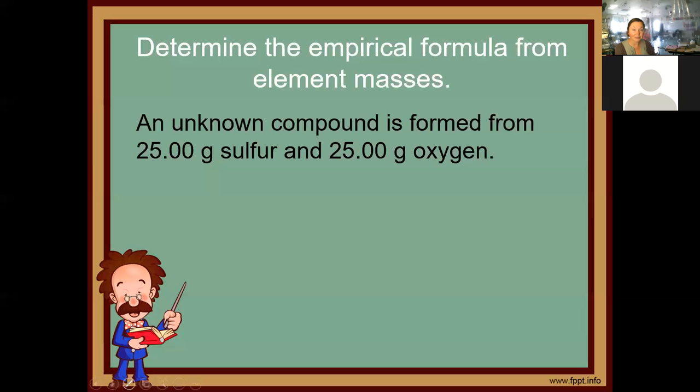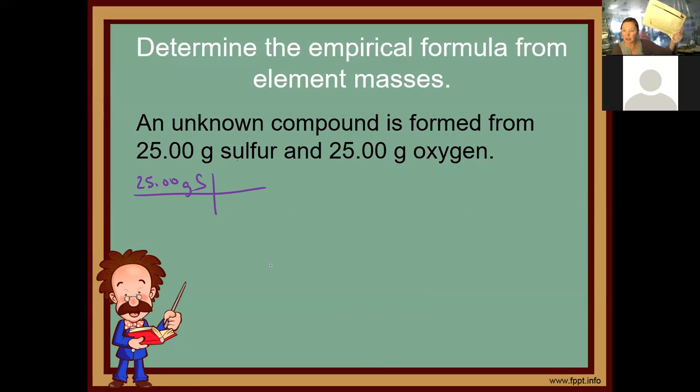Let's do another one. We have 25 grams of sulfur and 25 grams of oxygen. I need to figure out the empirical formula. What should I do first? What should we do? Turn our grams into moles. We're going to turn our grams into moles. So 25 grams of sulfur. We're going to turn those grams of sulfur into moles.